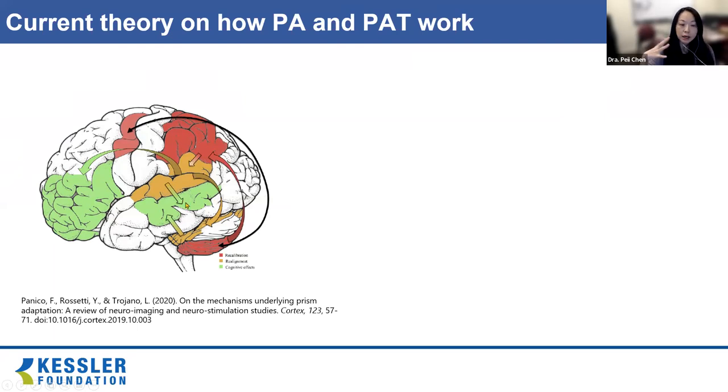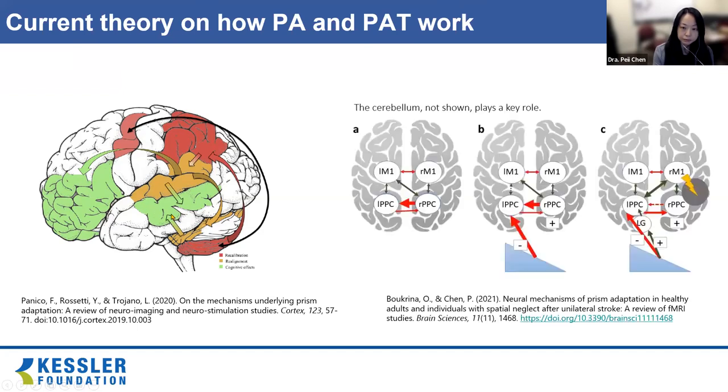And later, all these circuits are consolidated after multiple sessions, not just one session of prism adaptation. After multiple sessions, the effect goes into other cortical areas that are important for other cognitive functions, and it goes to even the frontal lobe and the temporal lobe.